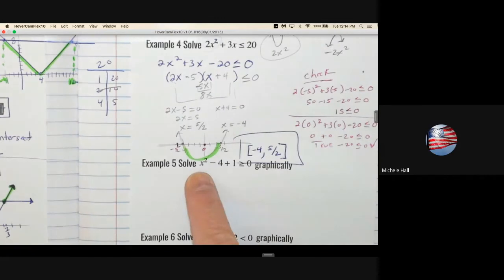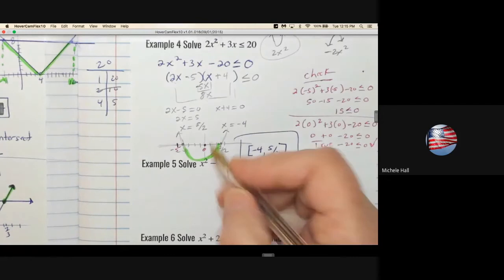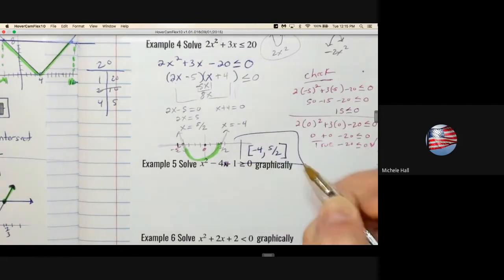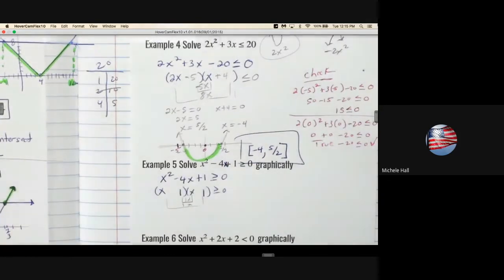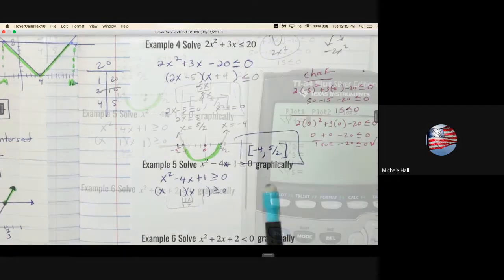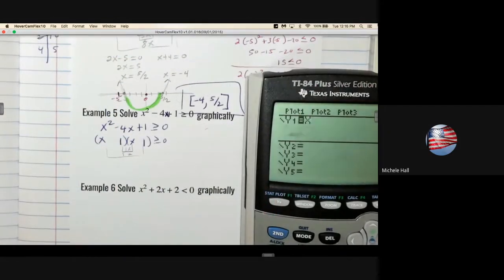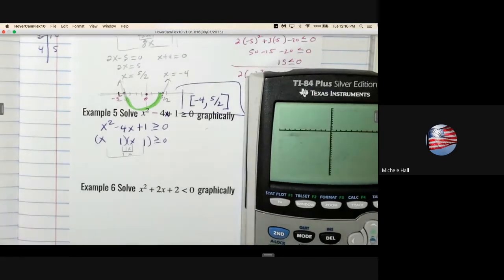Solve x squared minus 4x plus 1. It does say to solve it graphically. x squared minus 4x plus 1, graph.